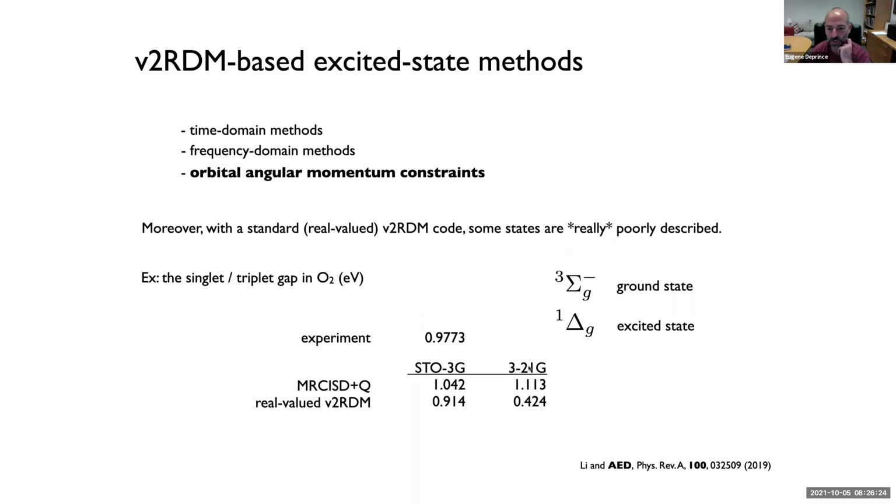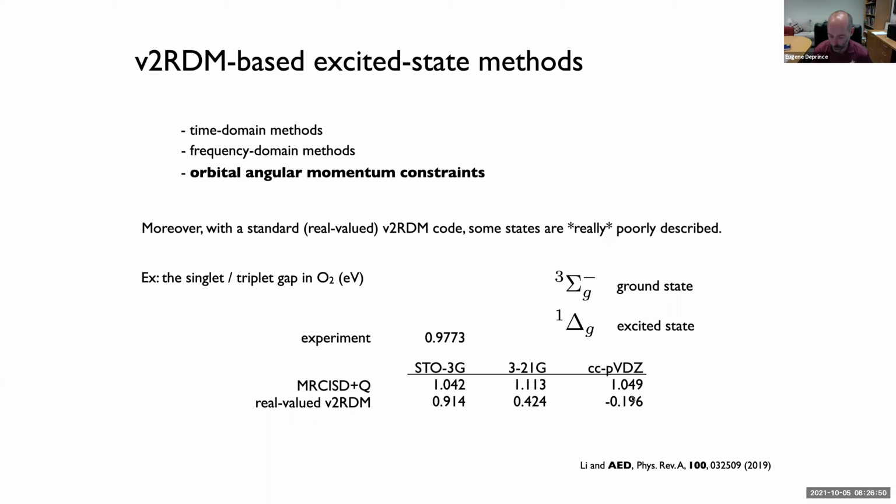If I go to a larger, double zeta basis set, the expensive method still does quite well. The V2RDM method gives a singlet triplet gap that's half of what it was in the small basis set. So that's a little bit problematic. Moreover, if I go to an even larger basis set, then the sign on the singlet triplet gap changes. So this method is qualitatively wrong for this problem, predicting the singlet triplet gap in O2. How can we fix this?